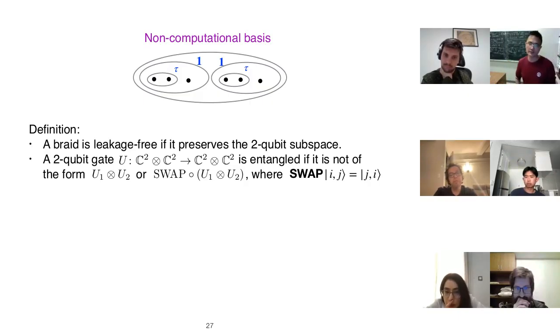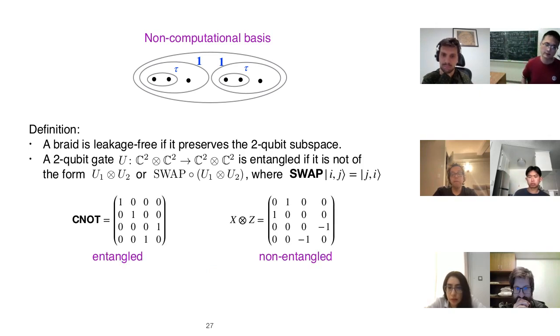We say a braid is leakage-free if it preserves the 2 qubit subspace, and we say the gate is entangled if it is not the tensor product of 2 one-qubit gates, or a gate of that form followed by a simple swap of the 2 qubits. For example, the CNOT gate, as I mentioned earlier, is an entangled gate, but X tensor Z, by definition, is not an entangled gate.